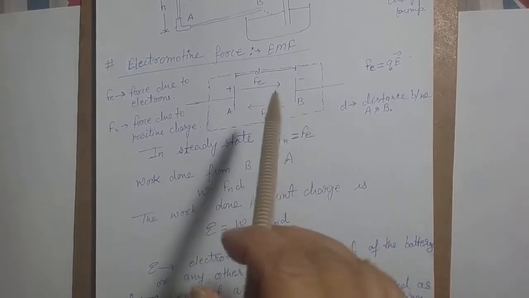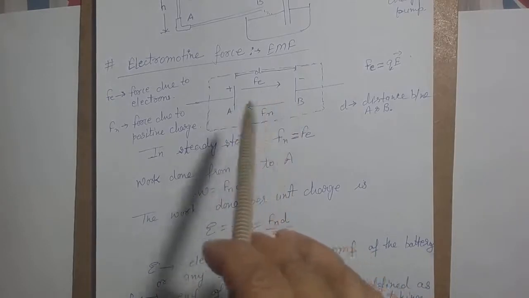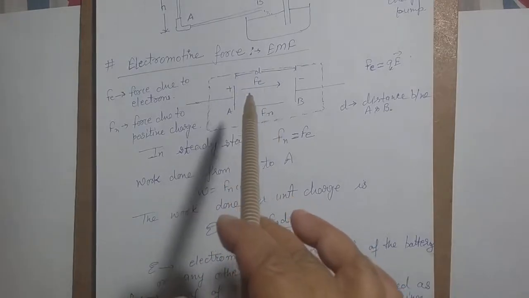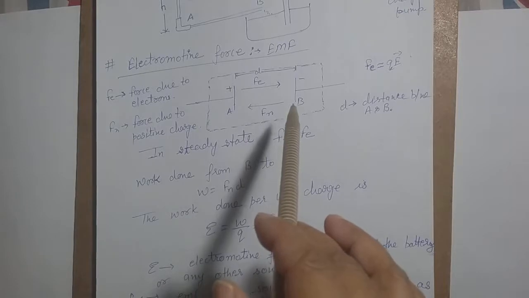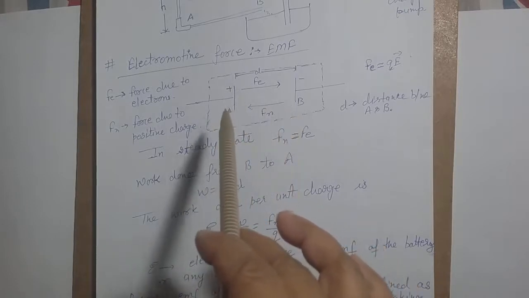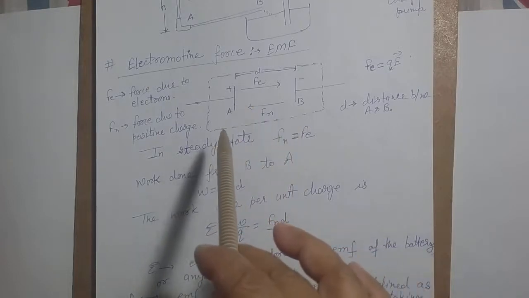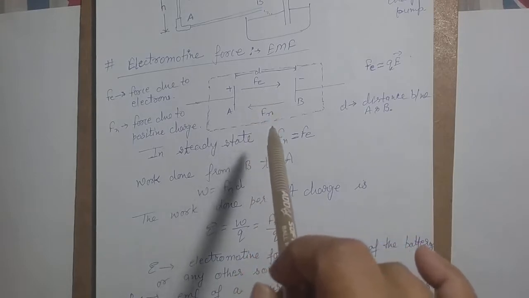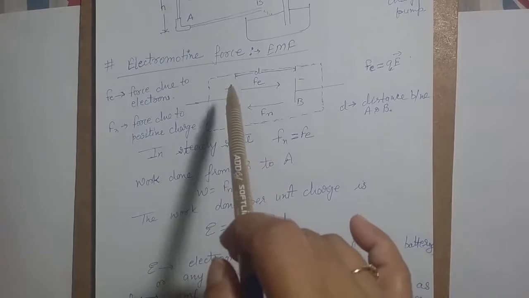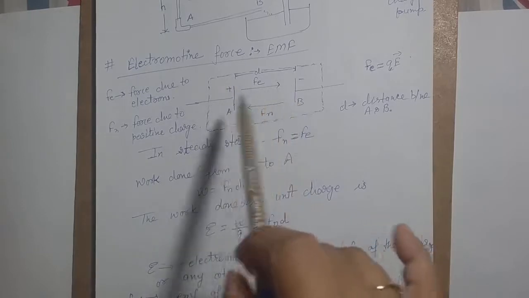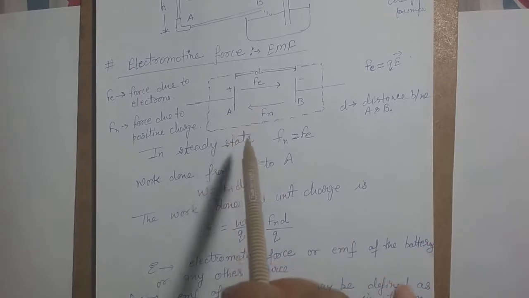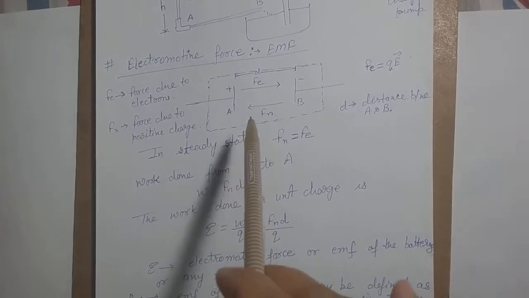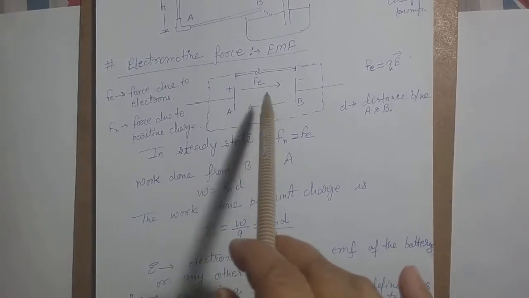Now due to the opposite charges, there will be movement of charges, and suppose Fe is the force with which the charges are moving towards this place, meaning A is applying force on B and B is applying force on A. Now Fe is the force due to the electrons and Fn is the force due to the positive charges, and there is a separation d between the positive and negative terminals. In the steady state, because of the conservation of charges, the two forces will be equal. So Fn is equal to Fe.